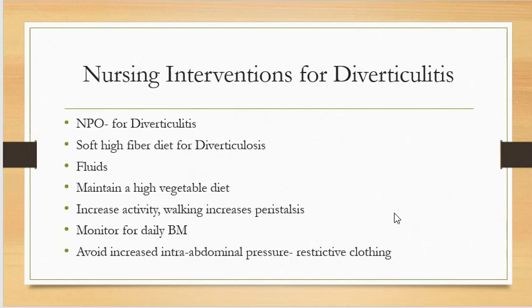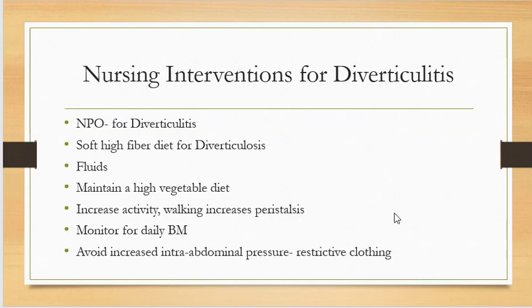So nursing interventions for diverticulitis, once again, NPO. As we advance the diet for the patient as they're healing, we would do a soft fiber diet. And this is for diverticulosis. If a patient comes in with diverticulitis, remember they have the inflammation. Diverticulosis just means that they have the pouches. There's no infectious process going on. So we would recommend a high fiber diet for diverticulosis.